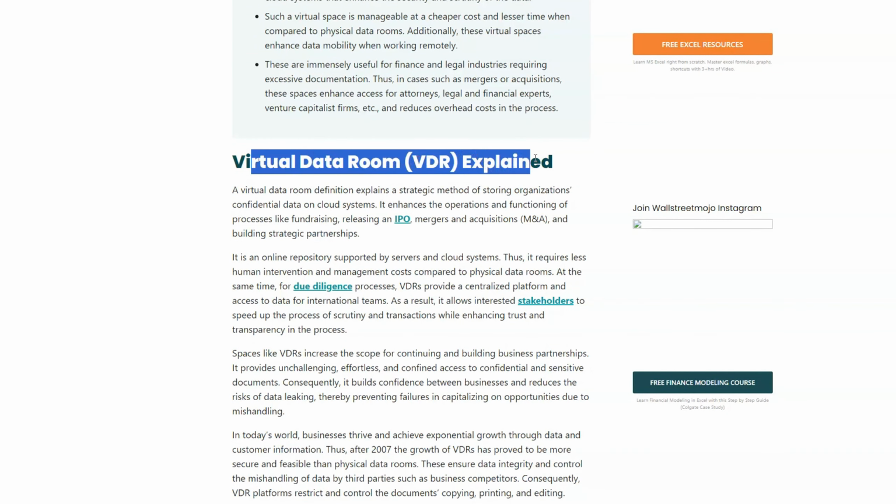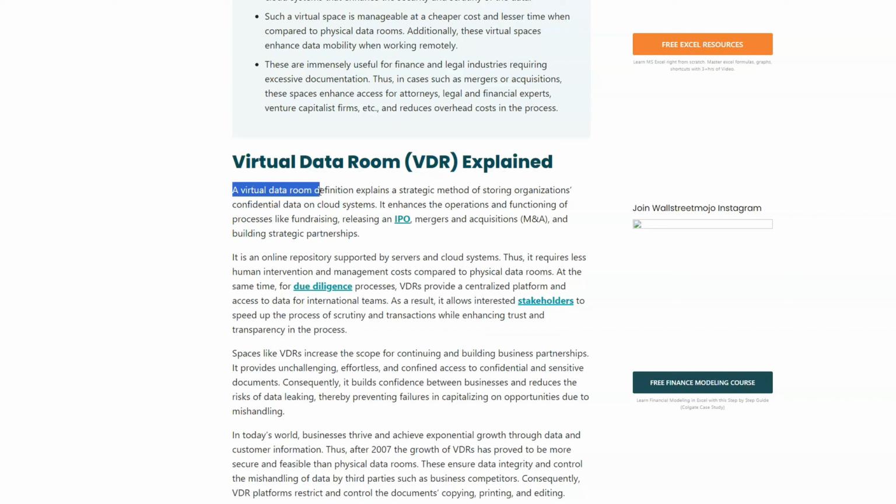Virtual data room explained. A virtual data room definition explains a strategic method of storing organization confidential data on a cloud system. It enhances the operations and functions of processes like fundraising, releasing an IPO, mergers and acquisitions (M&A), and building strategic partnerships. It is an online repository supported by server and cloud systems.